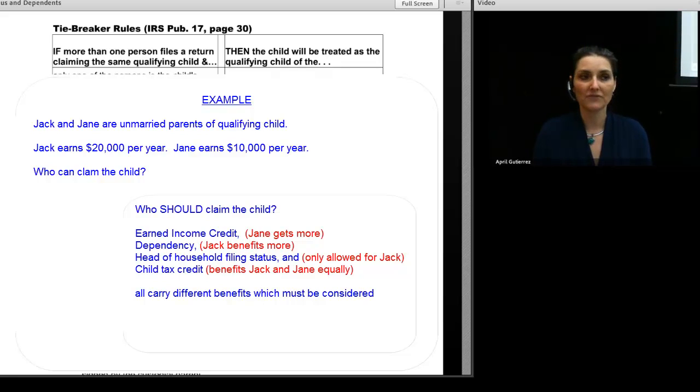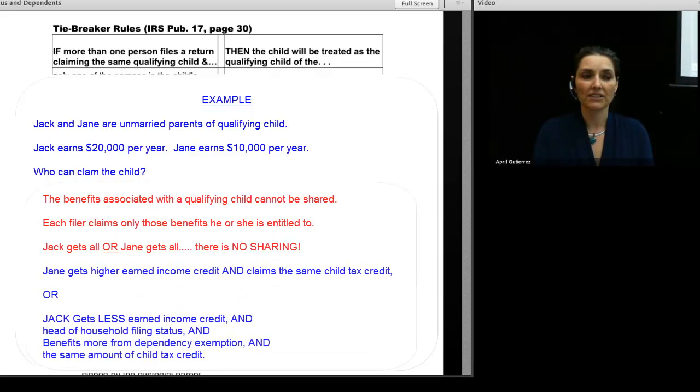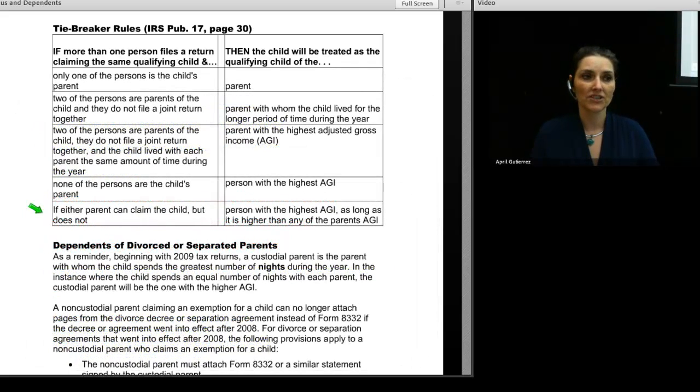So you're going to weigh the differences. Jack gets nothing, and Jane gets EIC and child tax credit. Or Jack claims the child, gets earned income credit, head of household filing status, dependency deduction, and child tax credit. Which of those formulas is going to give us the highest benefit? Jack and Jane can fight all they want, but in the end, Jack wins because the child lived with them equally, and he earns the most money.